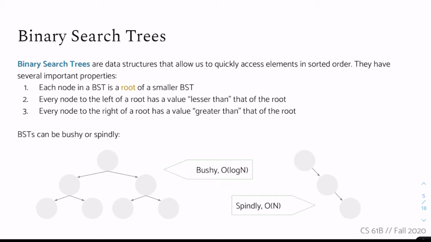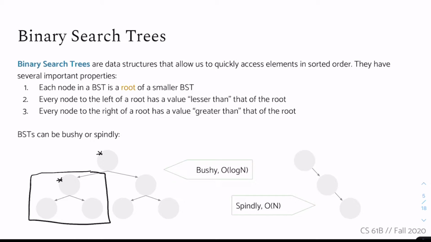So what is a BST? Well, the first thing is that BSTs have some important properties. Every node in a BST is a root of a smaller BST. So we have this BST here. This node is the root of our big BST, but if I look at this node and I just block out it and all of its children, we see that it's also a smaller BST.